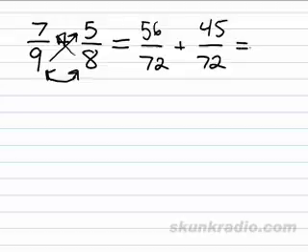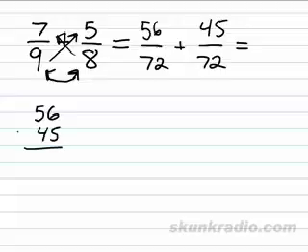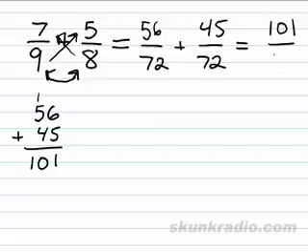Okay, now I can just simply add these together. So 56 plus 45. Well, I could do it in my head, but I'd better take the time to do this longhand so I don't make a mistake. 56 plus 45. 6 plus 5 is 11. Carry the 1. 1 plus 5 is 6. Plus 4 is 10. So the answer is 101. So what I'm going to do is put my 101 over 72.